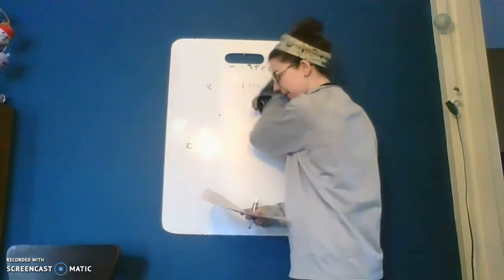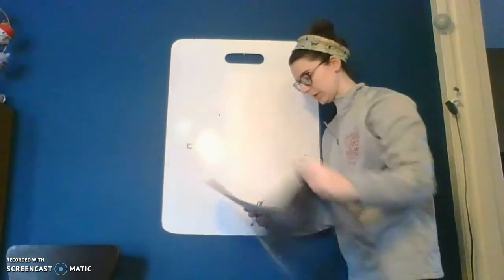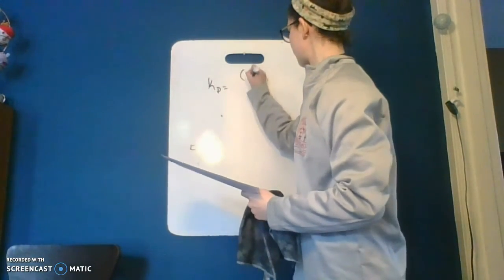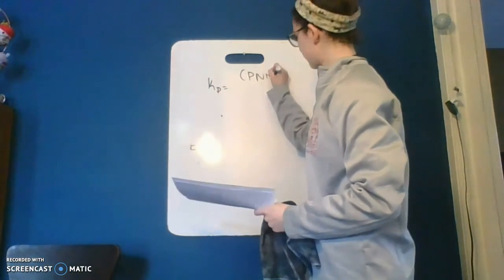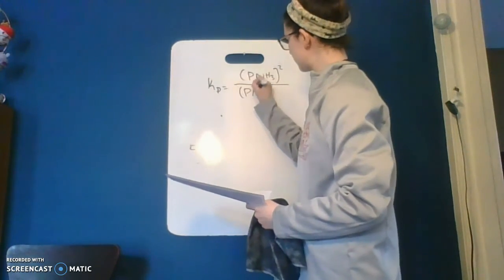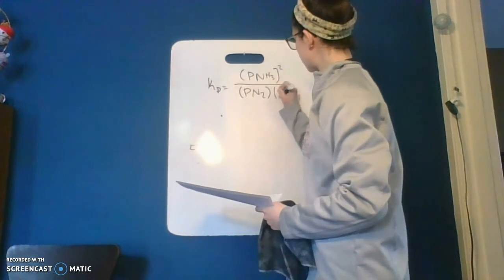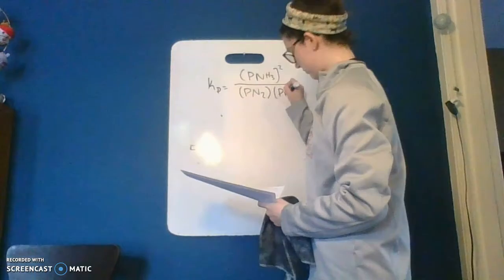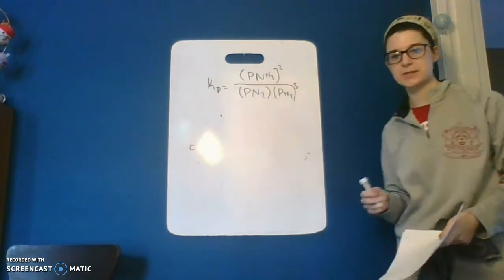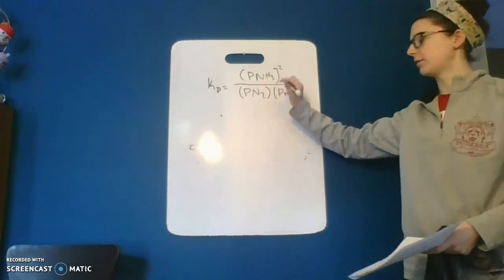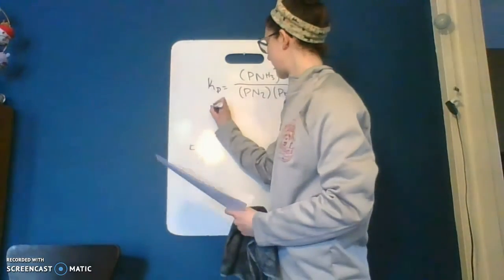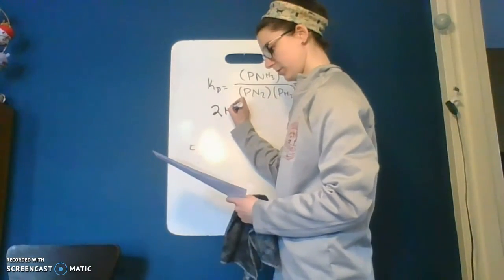Number 5, we're going back to a pressure equilibrium constant. So we have Kp is equal to the pressure of NH3 squared divided by the pressure of N2 times the pressure of H2 cubed. Okay, again, stoichiometric coefficients go to the power, and remember to use rounded brackets. Part B, we're again setting up an ice table.